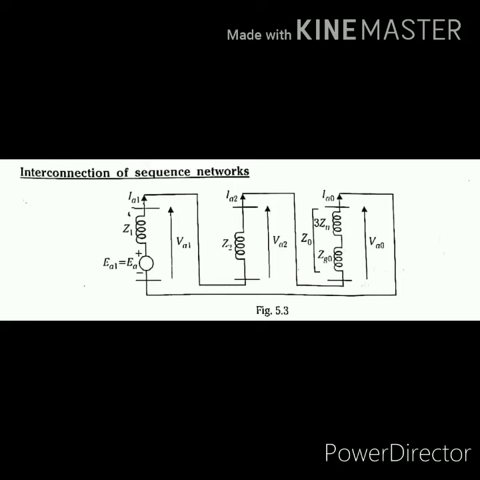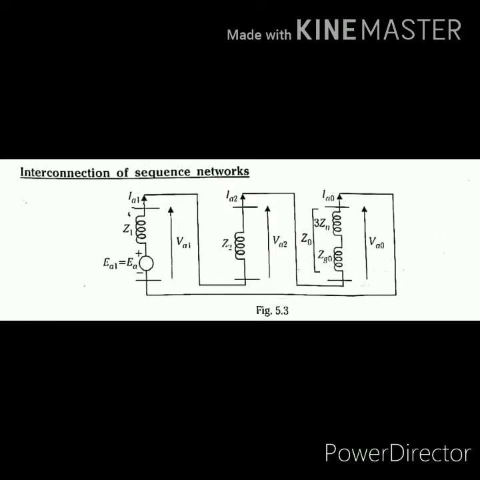Here we have drawn the zero, positive and negative sequence networks of this particular generator. First we have the positive sequence. When we draw the positive sequence, we have to draw the voltage source, which is EA1, or we can take it as EA, along with a reactance Z1. For the negative sequence in a synchronous generator, we have to omit the EMF source, so we have just drawn a reactance. Next we have the zero sequence.